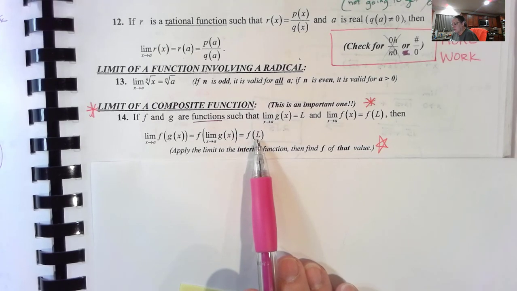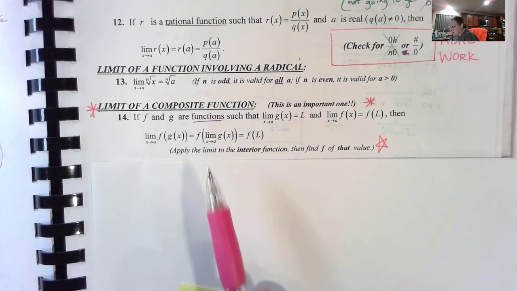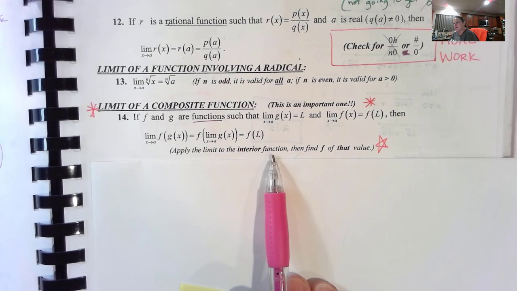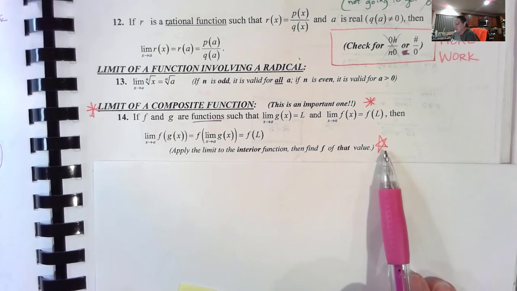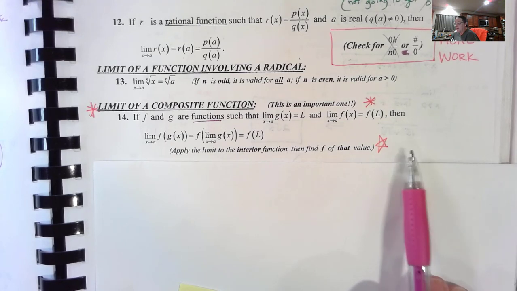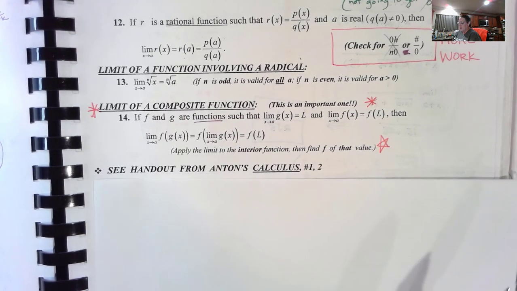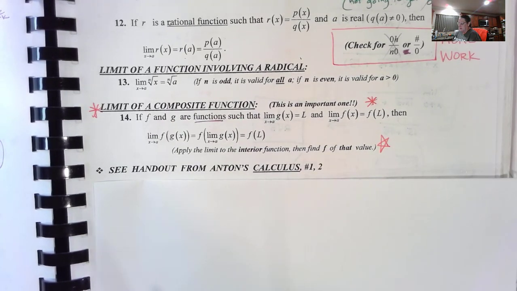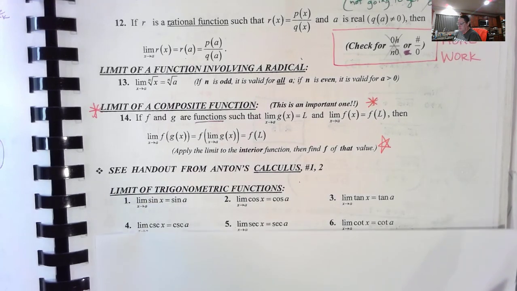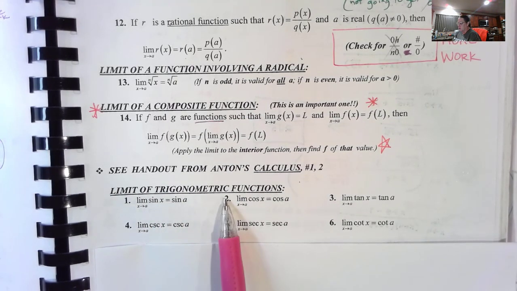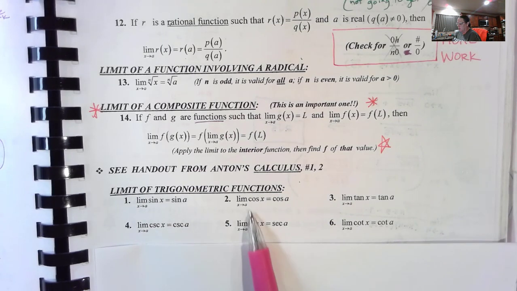Now, a lot of times that's true. What we're going to do is apply the limit to the interior function. Now, sometimes the limit, when you apply it to the interior function, does some interesting things, and we really have to look closely at what is going on. So this is a rule that can have some very interesting outcomes. We'll look at more of that later. We will look at the handout from Anton's Calculus in class. Let's remember that with our trigonometric functions, we can just simply substitute our value we're getting close to.